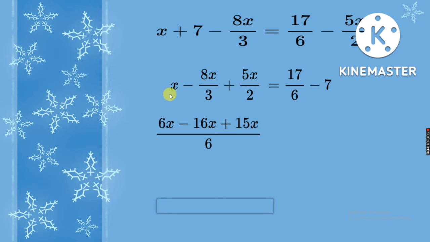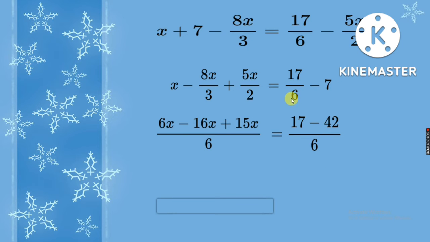Now we would take the LCM of 1, 3 and 2. It comes out to be 6. Now 6 divided by 1, we got 6. 6 multiplied by x, we got 6x. Minus 6 divided by 3, we got 2. 2 multiplied by 8x, we got 16x. Plus 6 divided by 2, we got 3. 3 multiplied by 5x is equal to 15x, is equal to, taking the LCM of 1 and 6, we got 6 as the LCM.